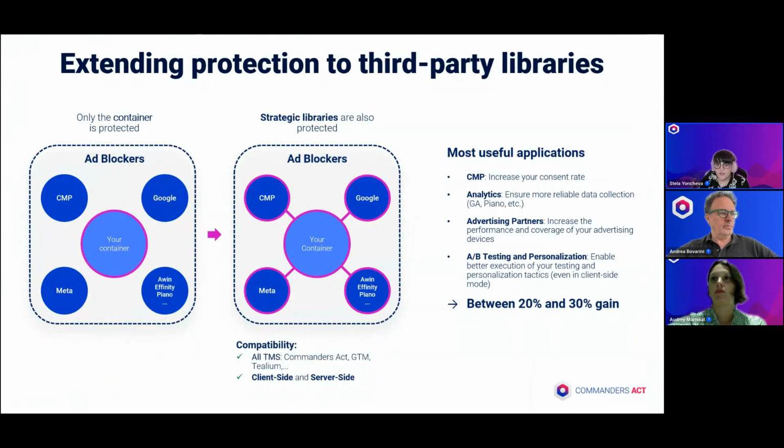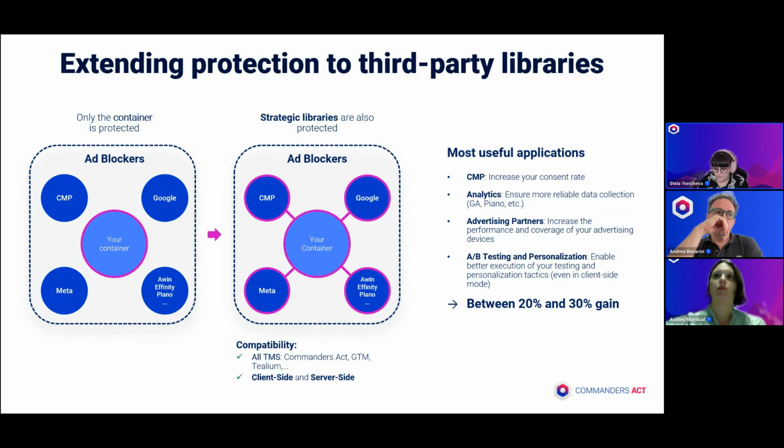Here again, an explanation of why this is so important. In the first use case, only the container is protected. You have your container, then you have the ad blockers around it. And if you switch to first-party hosting, then everything, the strategic libraries, is also protected from the ad blockers. It's compatible with all TMS. It's applicable for client-side and server-side. And of course, the most useful application of this is the CMP. It will increase the consent rate, and of course give more reliable data collection, as I already said, since it's first-party hosting and it won't be blocked.